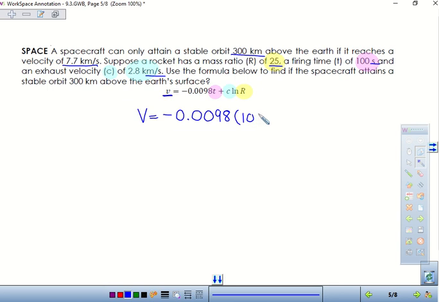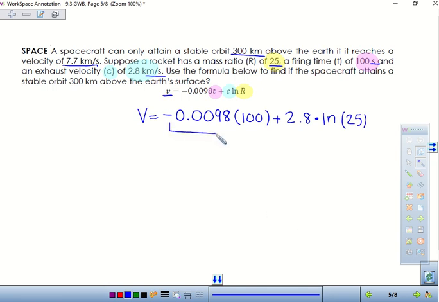So T is 100. C is 2.8 times ln of 25. So any questions about that part?